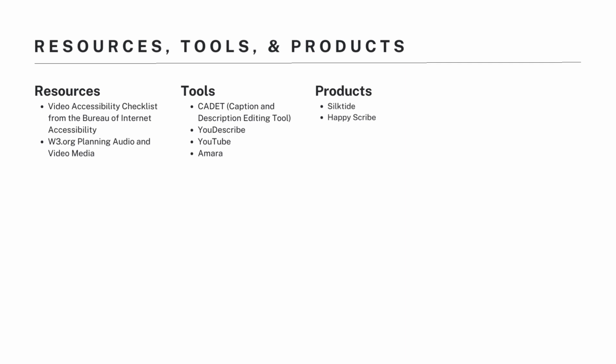Moving on to resources, tools, and products. Some resources are the Video Accessibility Checklist from the Bureau of Internet Accessibility, and w3.org, which has plain audio and video media, which I highly recommend you check out. Some tools include CADET, the Caption and Description Editing Tool, UDescribe, YouTube, and Amara, and some products are SilkTide and HappyScribe.